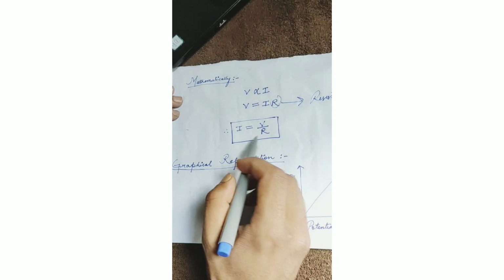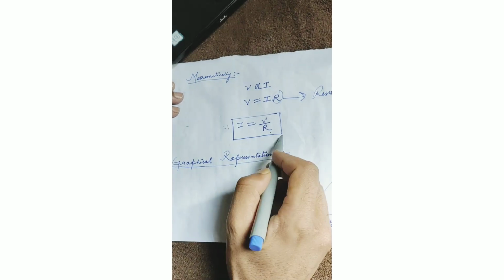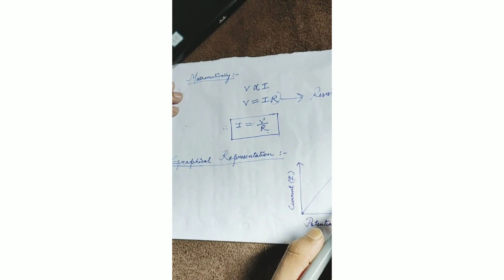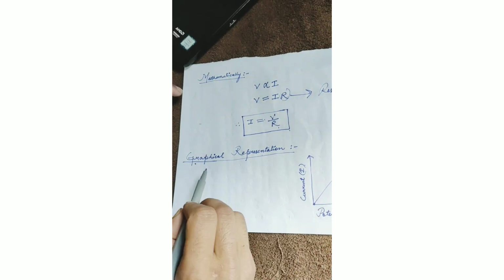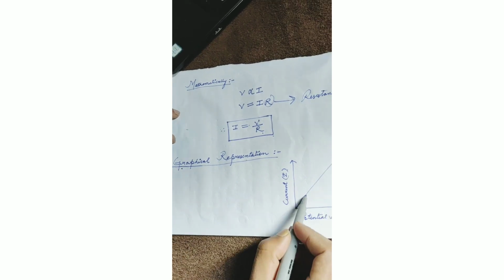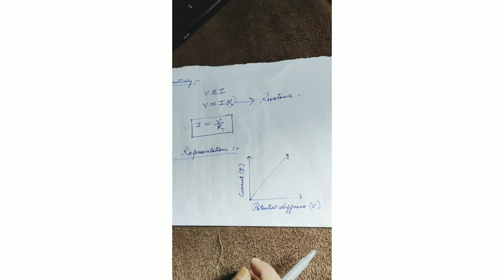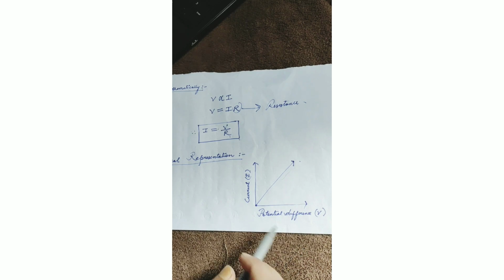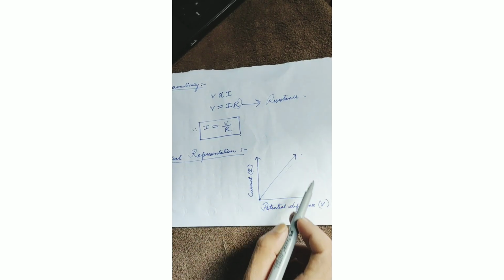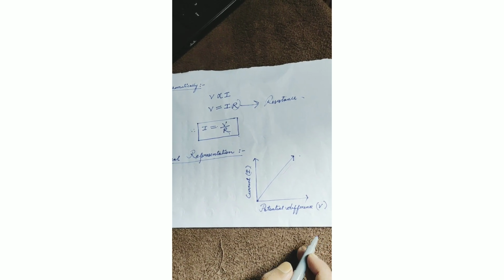Resistance is the opposition offered by the conductor. So therefore I is equal to V by R. This is the formula for Ohm's law. Alright. The graphical representation of Ohm's law will always be a straight line. Any conductor which follows Ohm's law will always have a straight line graphical representation. Alright student.